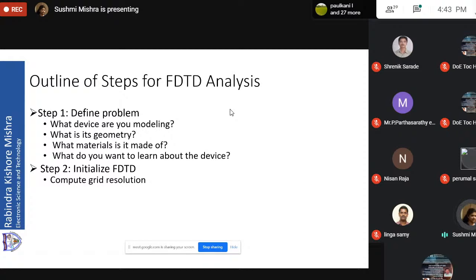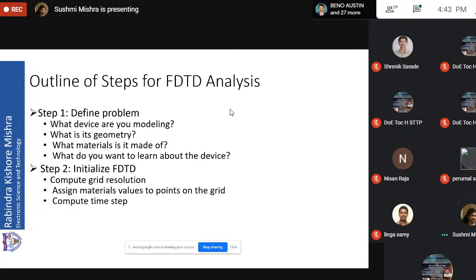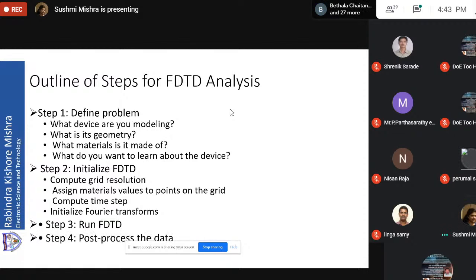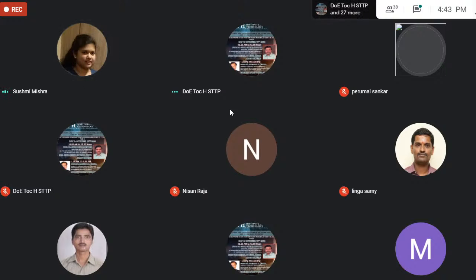For initialization, this is the last slide: compute the grid resolution. Then assign the material values to each point on the grid. Once you have done the grid resolution, compute the time step, that is the next step. Then initialize the Fourier transform. Then run the FDTD. Finally, post-process, in which you will do the Fourier transform. Find out what your R is, what your T is, and from that, all other requirements.